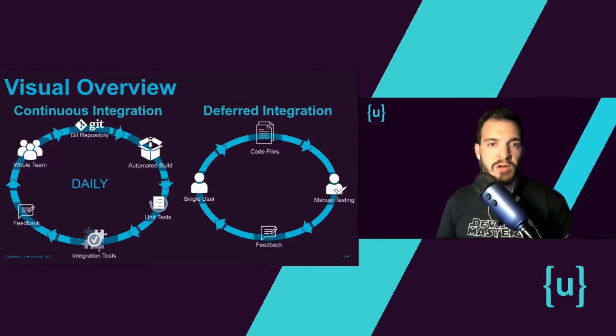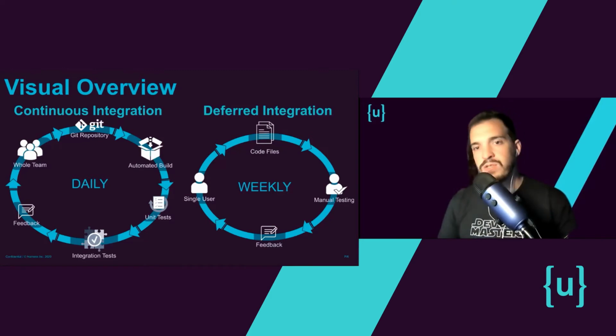Now, not only are there fewer steps and a lot of this is not automated, but deferred integration means that you're doing this about weekly, where you're pulling the code, you're running the tests, you're doing the feedback process, all that type of stuff. And then you may pull the main code again in a couple days, right? So this is going to be the deferred integration process. So that's more of a visual understanding.